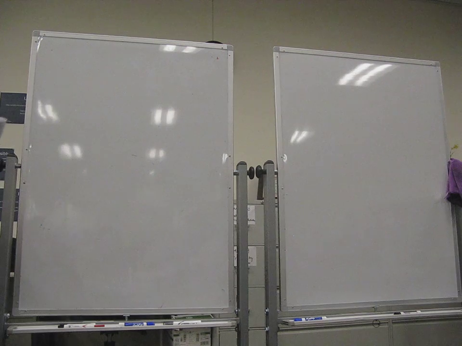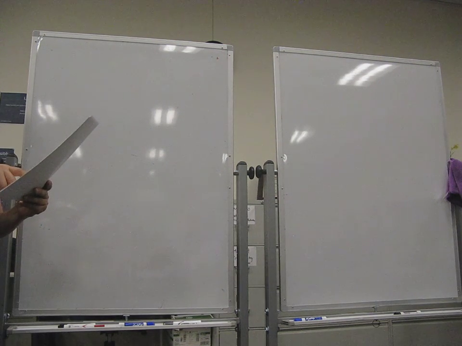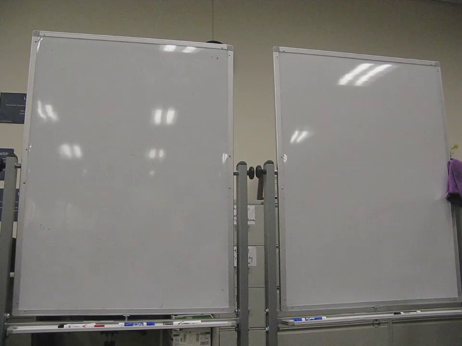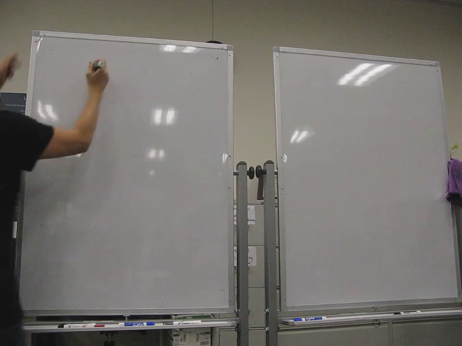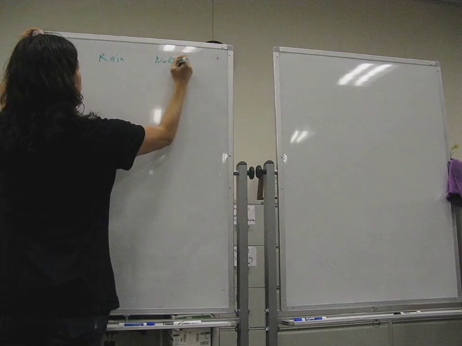However, here, if it rains, the regatta will have to be canceled. The probability of rain is 0.3, 30%. Find the producer's expected profit. So we have 2 outcomes, right? What are they? Rain and no rain. Okay, good.